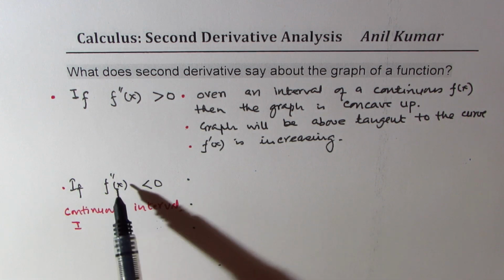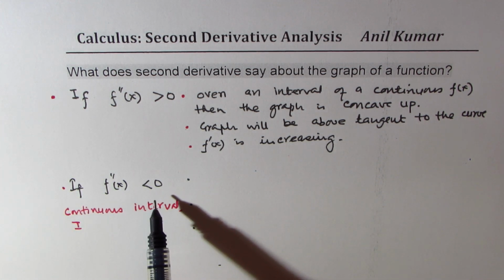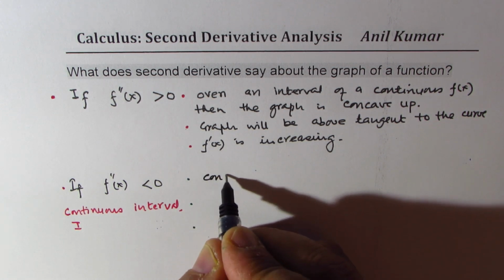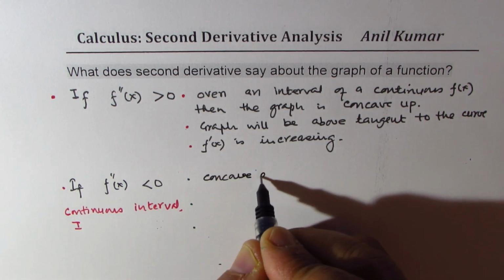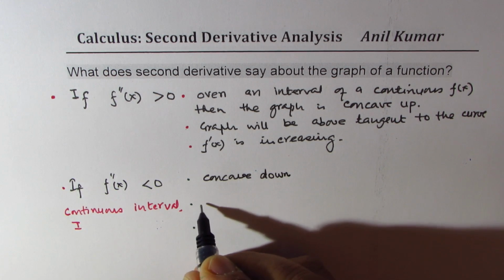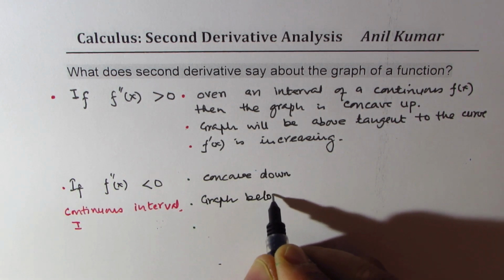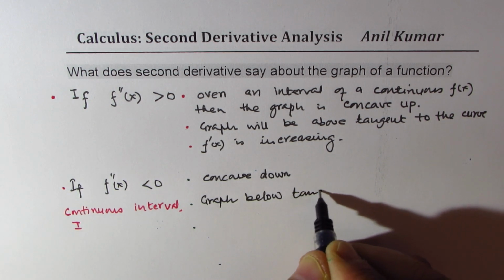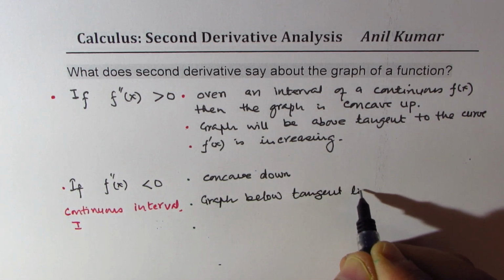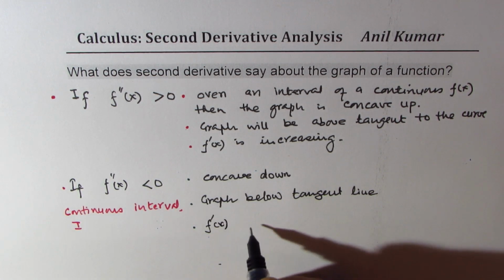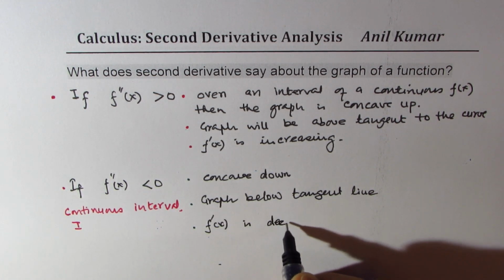So what happens when the second derivative is less than 0? In that case, it is concave down, graph below tangent line, and f dash x is decreasing.